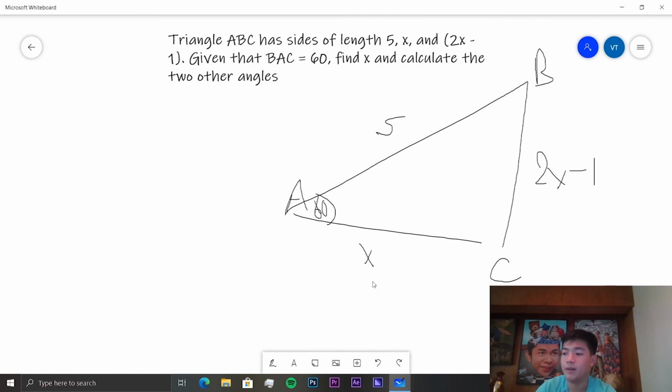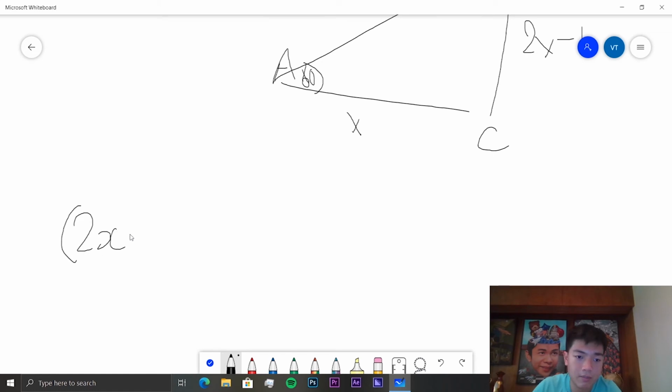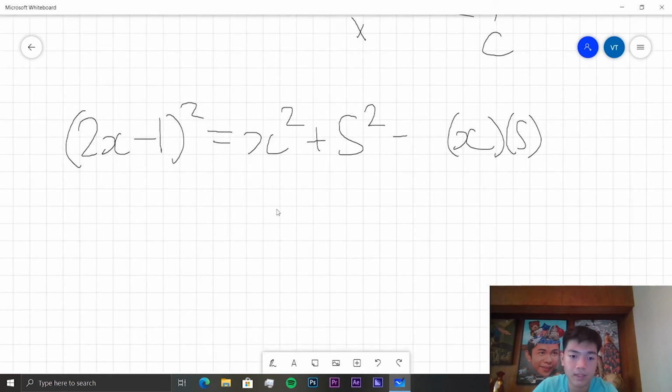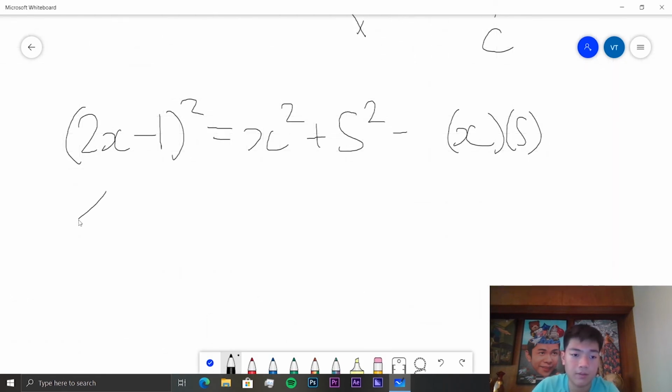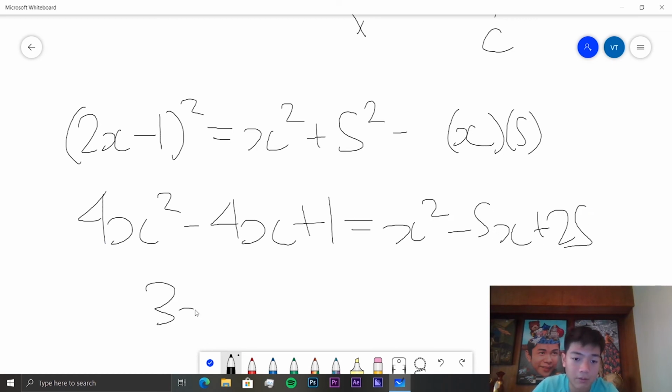Okay, well, we can calculate x. It's not too hard. Since we know this is 60 degrees, we know that 2x minus 1 squared should be equal to x squared plus 5 squared minus 2 times x times 5 cosine 60, and cosine 60 is going to be 1/2. So it's simply minus x times 5. So we have 4x squared minus 4x plus 1 is equal to x squared minus 5x plus 25. So we have 3x squared plus x minus 24 is equal to 0.